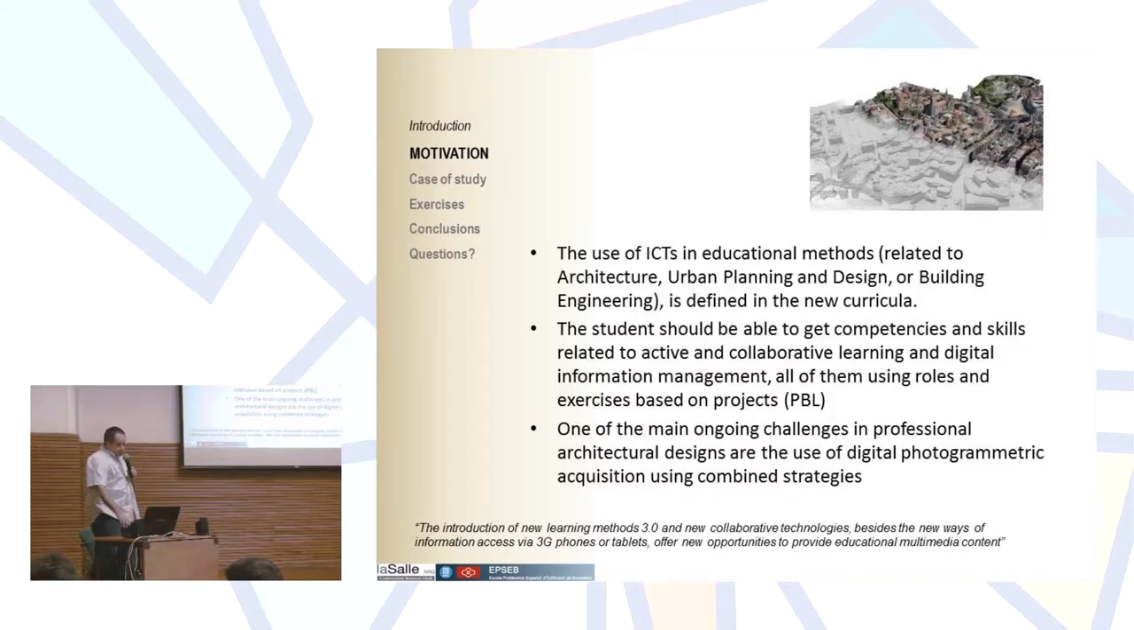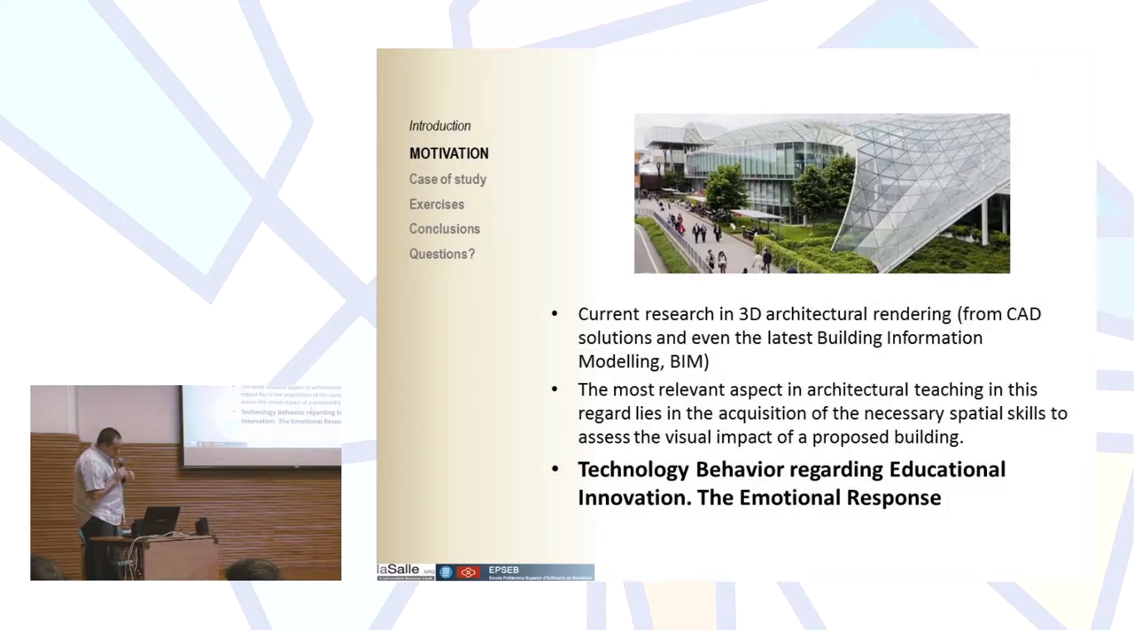And one of the main ongoing changes in professional architecture design is the use of digital photogrammetric acquisition using combined strategies. The base of the study is the change that we can find in the representation of the 3D in the architectural world. 10 years ago, we could talk about computer-assisted design, and now we need to talk about building information modeling. It's very different, it's more specific, it's necessary, and actually when you have to present a project, the government and the European community demand that you present the project using BIM.